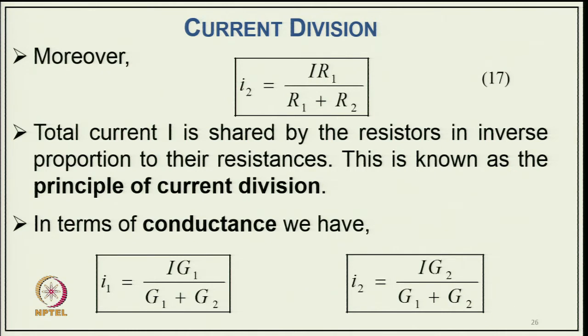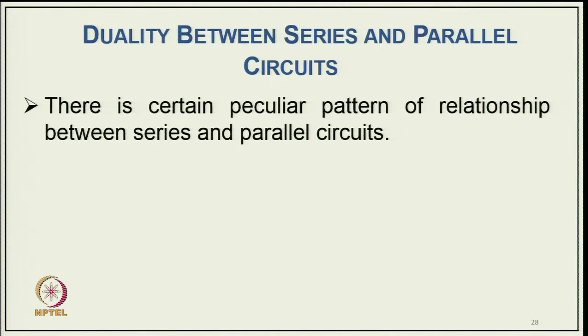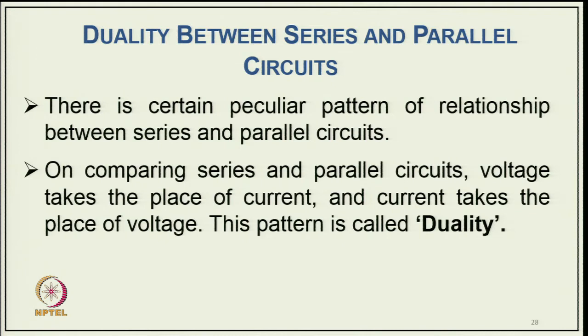So, the total current is shared by the resistors in inverse proportion to their resistances, and this is known as the principle of current division. In terms of conductance, we can find I1 equal to I G1 divided by G1 plus G2, and I2 equal to I G2 divided by G1 plus G2. Now, coming to the duality between series and parallel circuits, there is a certain peculiar pattern of relationship between them. On comparing series and parallel circuits, voltage takes the place of current and current takes the place of voltage, and this pattern is called duality.